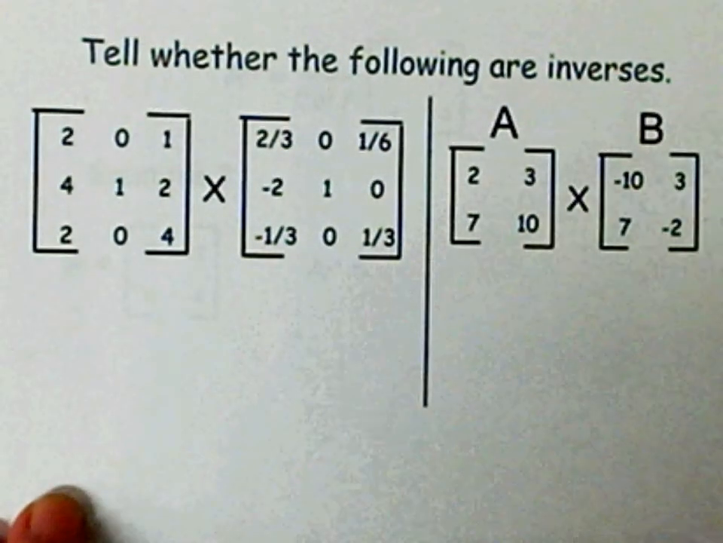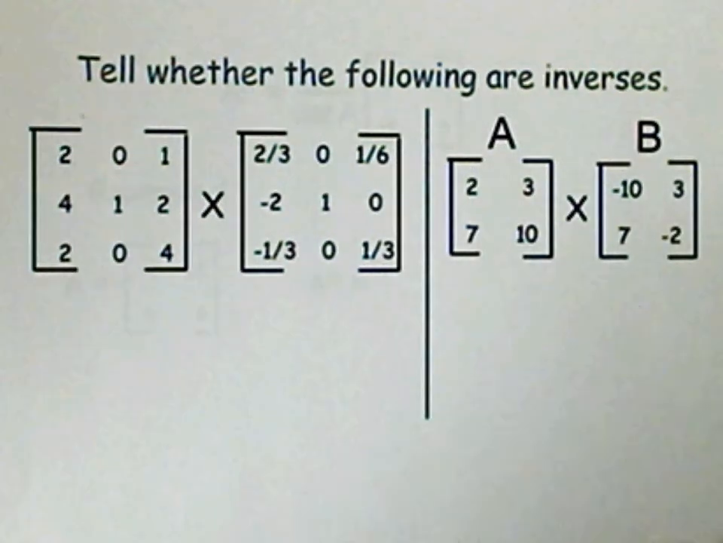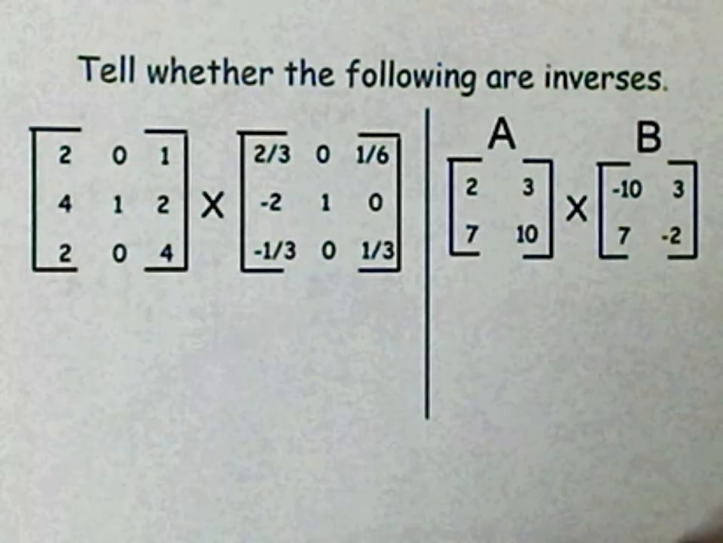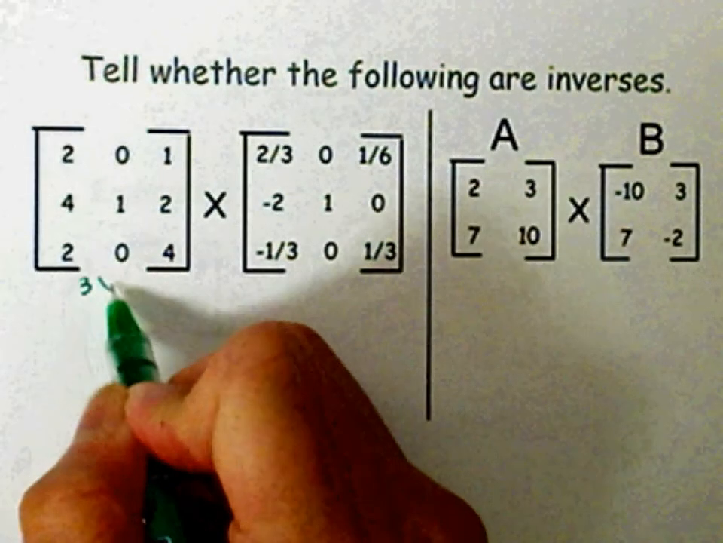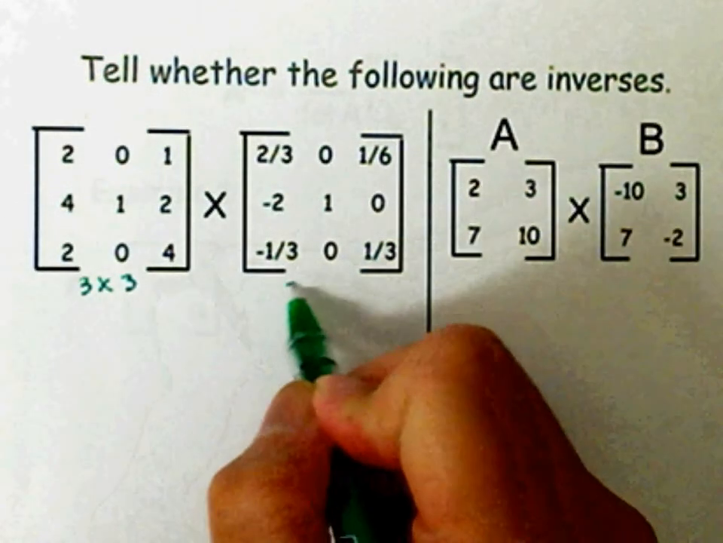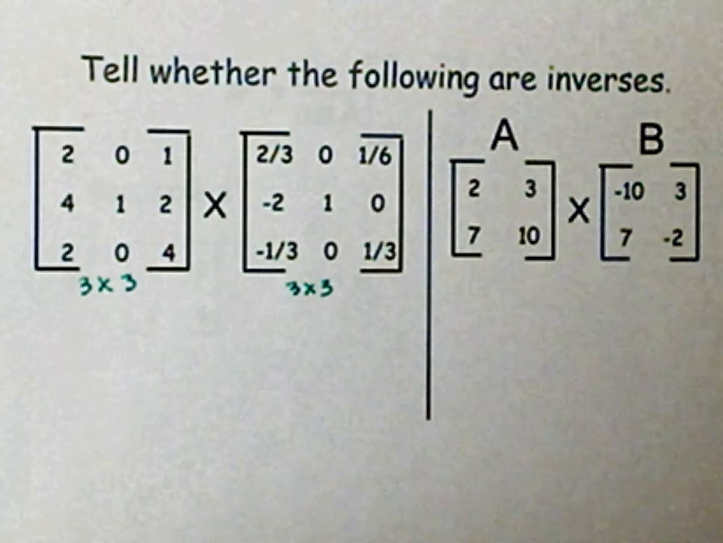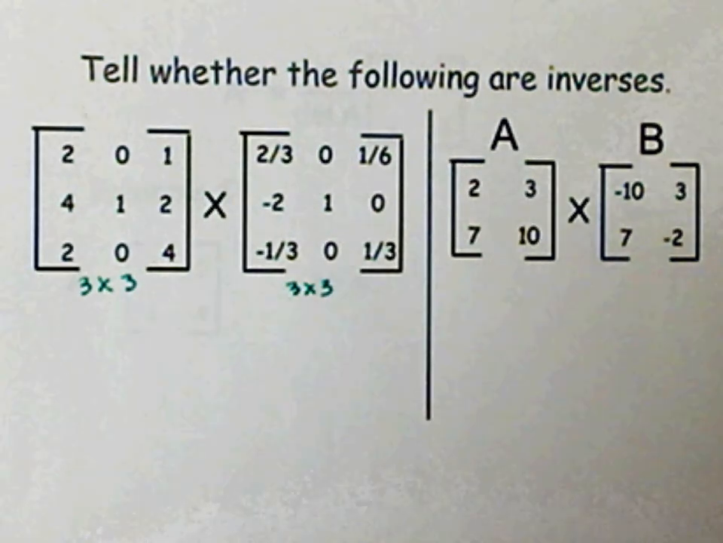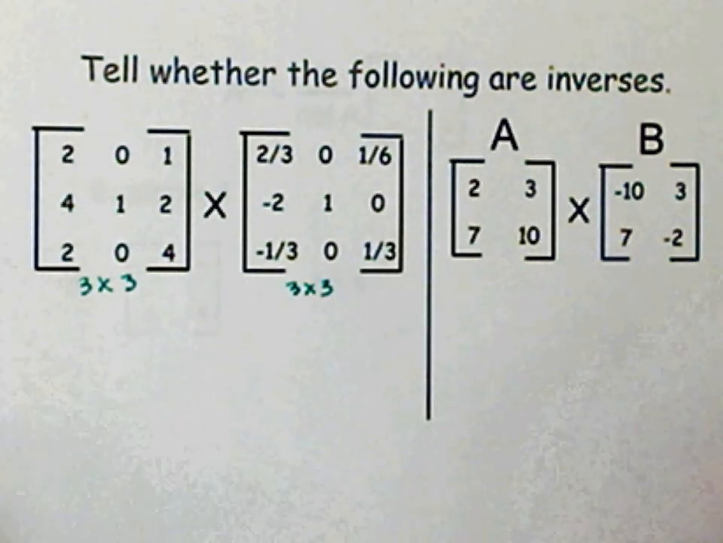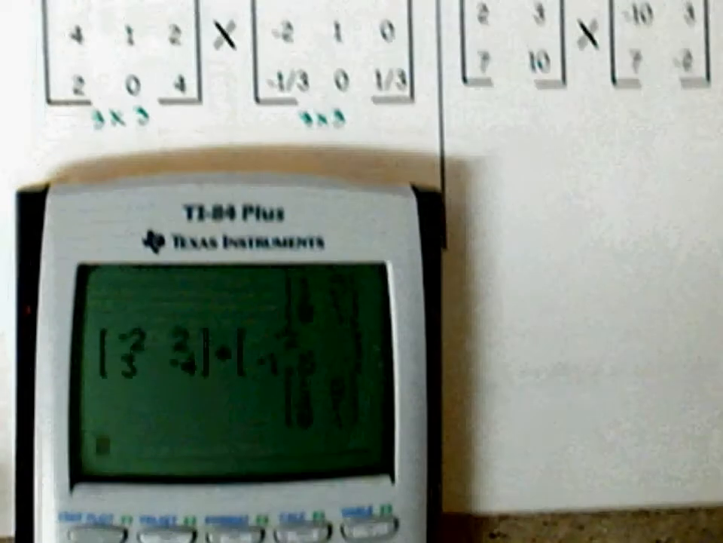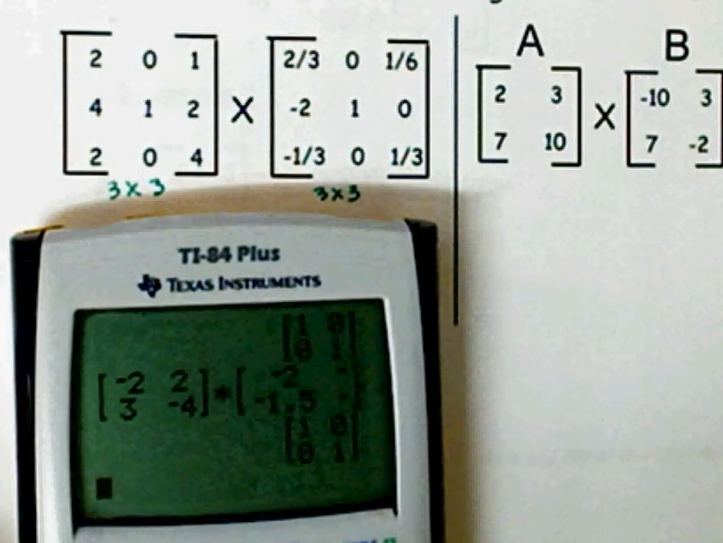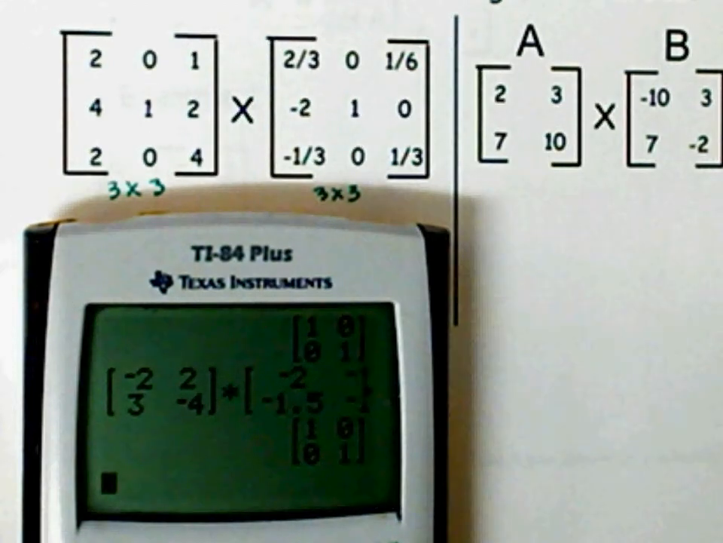Now let's look at the following. Let's tell whether the following are inverses. So this is a 3 by 3, so this is a square matrix. This is also a 3 by 3, so you know this is also a square matrix. So let's check if the following are inverses. If you have a TI-84, you can use the alpha zoom. If you have a TI-83, you're going to have to go into second matrix and go to edit.